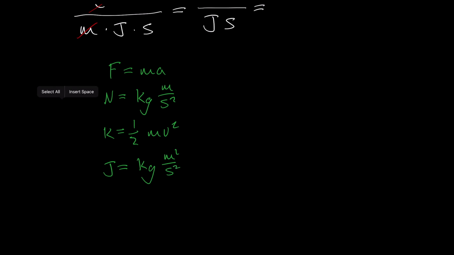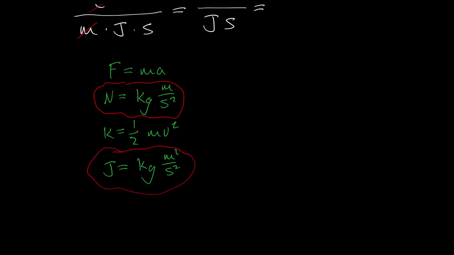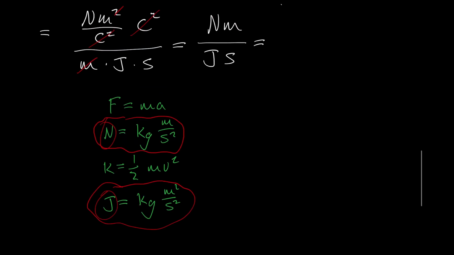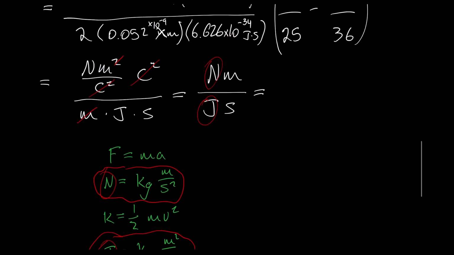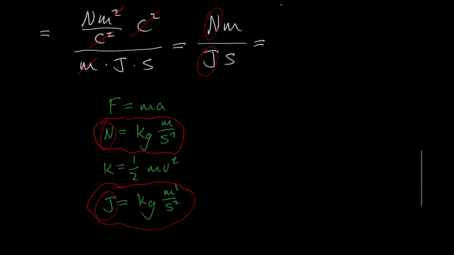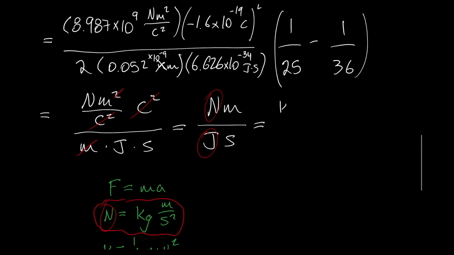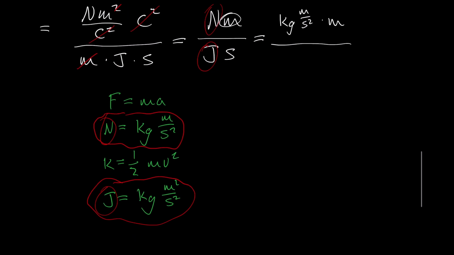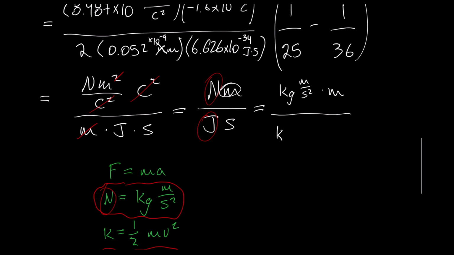So now I have these two equations, which I can see in my unit analysis over here. So I'm going to just replace those. We have kilogram meters per second squared times meters, right? That is the meters left over here. On the bottom, we have kilogram meters squared over seconds squared times seconds.